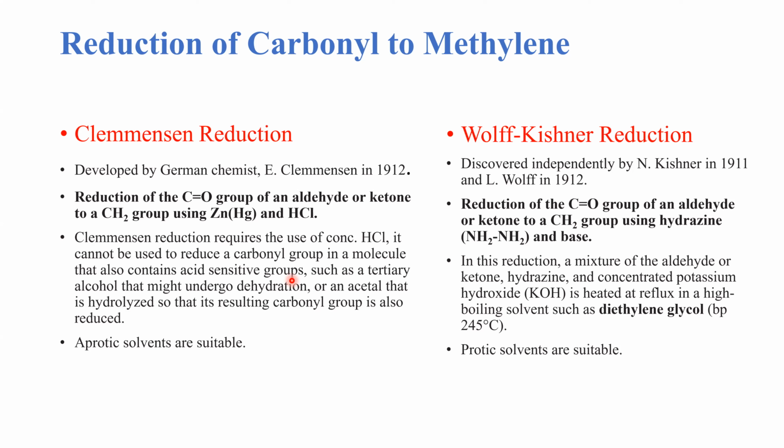For the Clemmensen reduction, you are limited in that you can't use a carbonyl compound which has another substitution or another group, or a solvent system which has sites that can undergo dehydration, or an acetal that hydrolyzes so that its resulting carbonyl group is also reduced. So there shouldn't be such species which can be reduced by taking this H positive ion from the HCl, because now this HCl is also working for the hydration of this carbonyl one. We will see in the mechanism how that works.